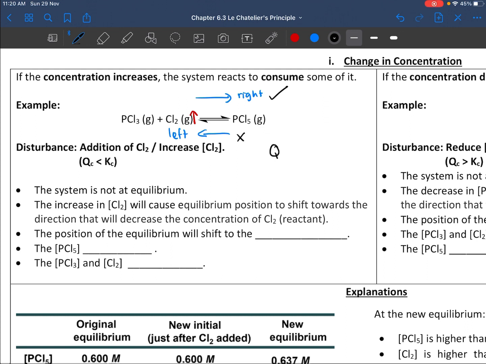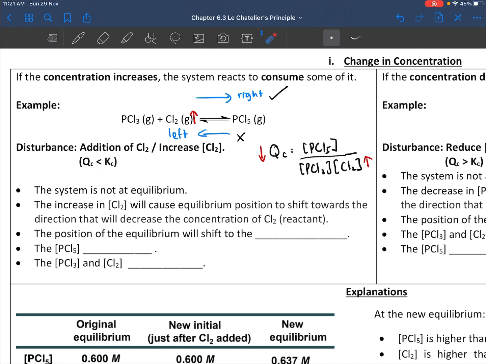Kita tengok balik formula lah. Kalau Qc, produk kan, so PCl5 to the power of 1 over PCl3 to the power of 1 concentration Cl2 to the power of 1. Okay, so sekarang what happen dekat sini adalah this concentration Cl2 increase. So bila concentration Cl2 increase, since Cl2 ni adalah denominator, so bahagi number yang besar akan menyebabkan Q ni jadi nilai yang kecil. So that's why Qc less than Kc.